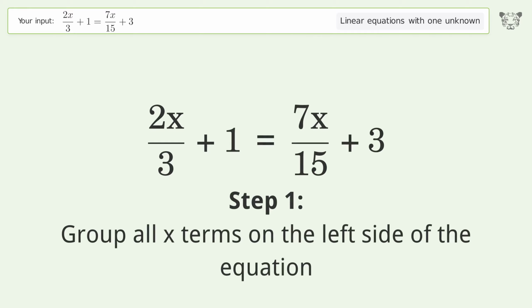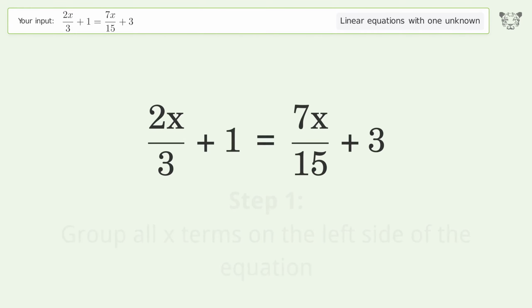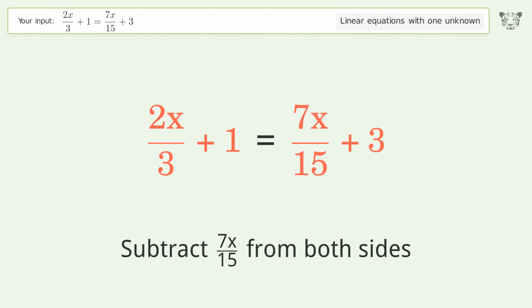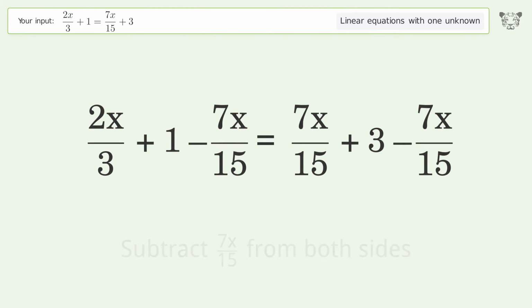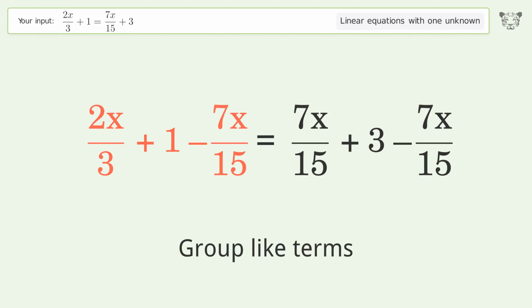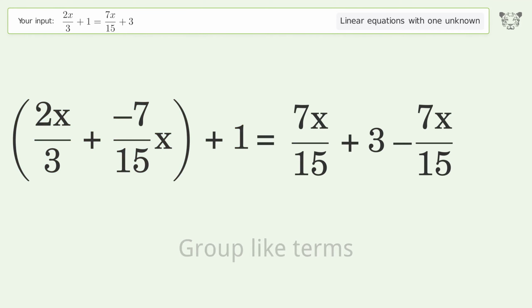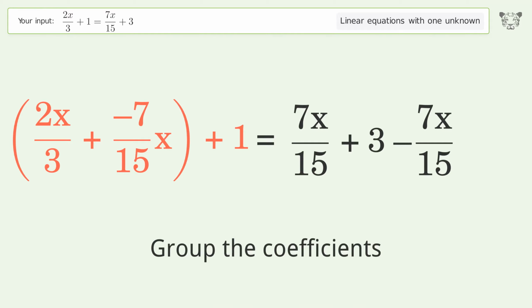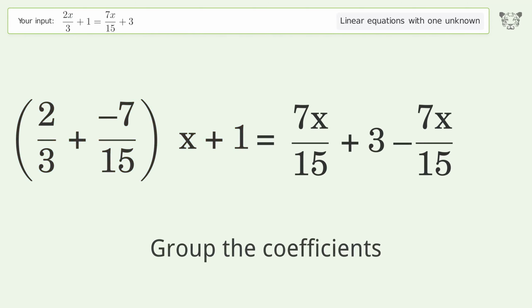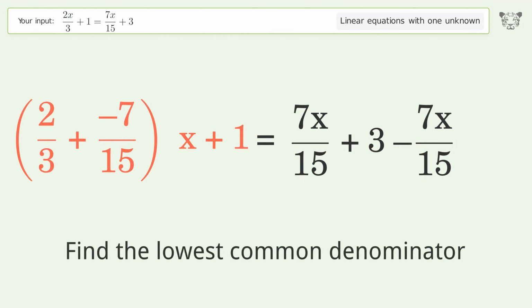Group all x terms on the left side of the equation. Subtract 7x over 15 from both sides. Group like terms. Group the coefficients. Find the lowest common denominator.